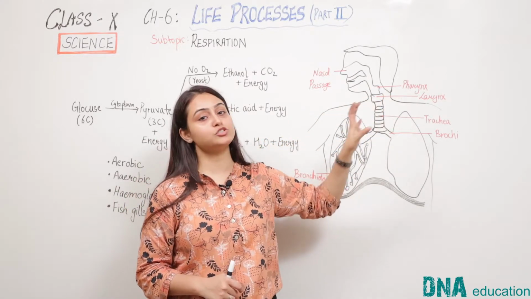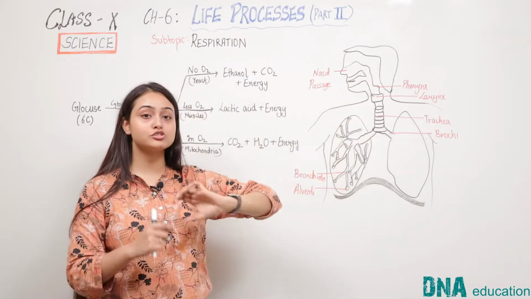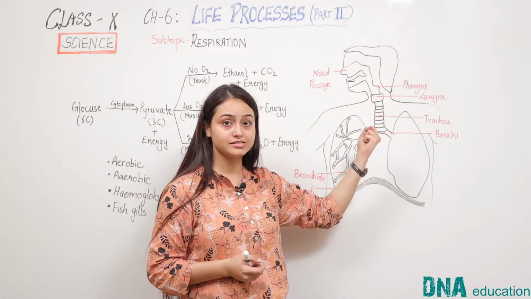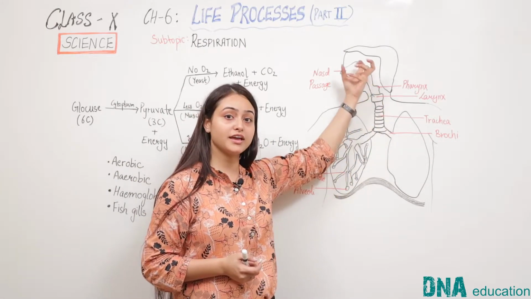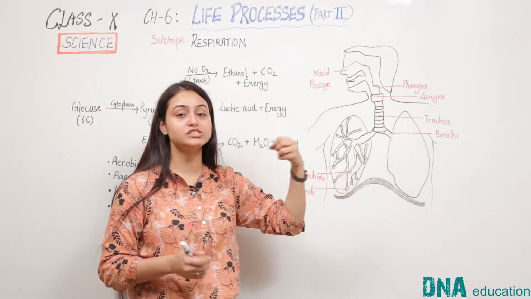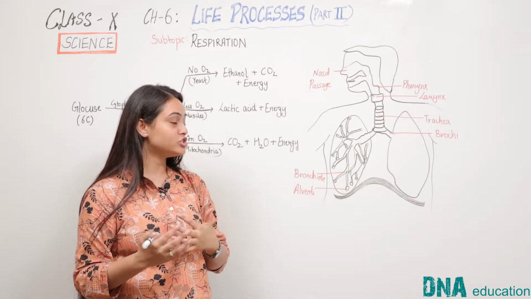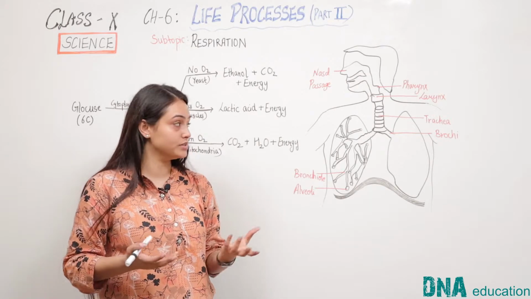Larynx is the voice box of humans. It consists of a pair of vocal cords. When air passes through the larynx, there are vocal cords. The air passes through the vocal cords and the cords vibrate. The vibration of these vocal cords produces sound in humans.